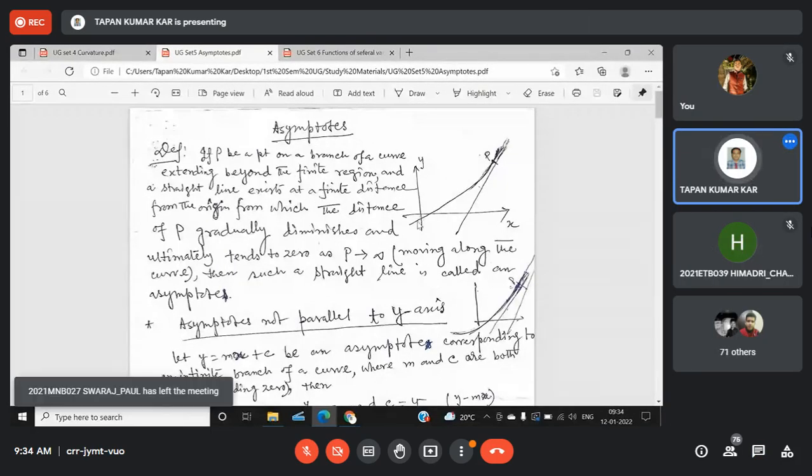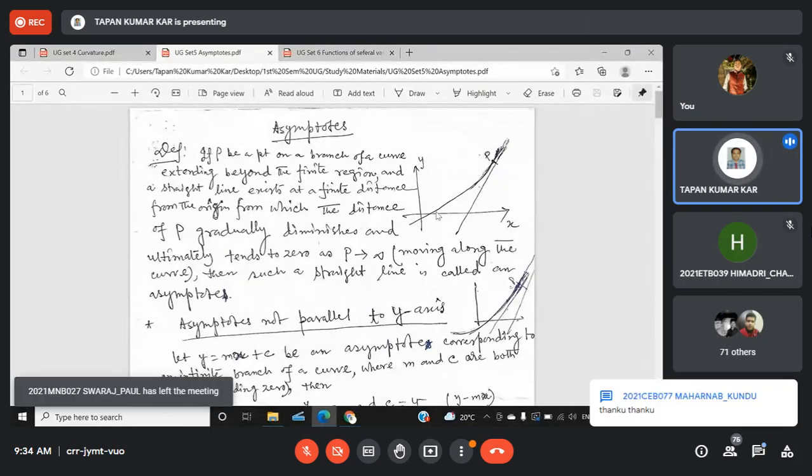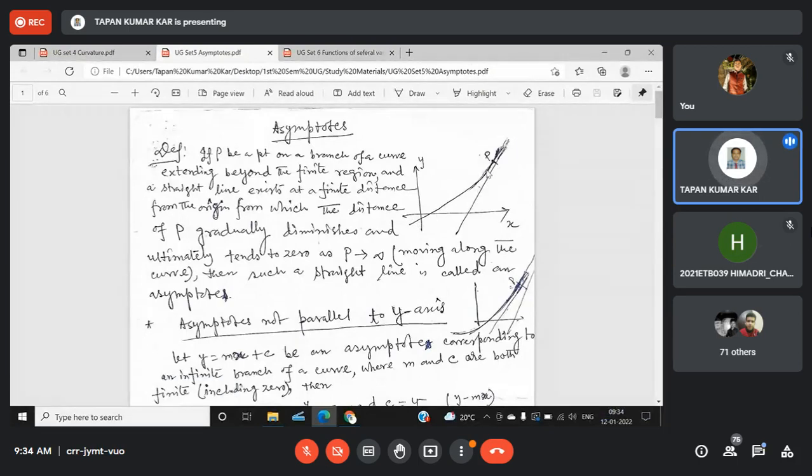Everything is written here. Look at this. Here it is a little bit not shown properly. This is the given curve y equal to f(x), and the next one is the straight line. Now, if you take any point P on the curve, then you can find the distance of the straight line from that point. That is in the graph. Look at this line, this is the distance.